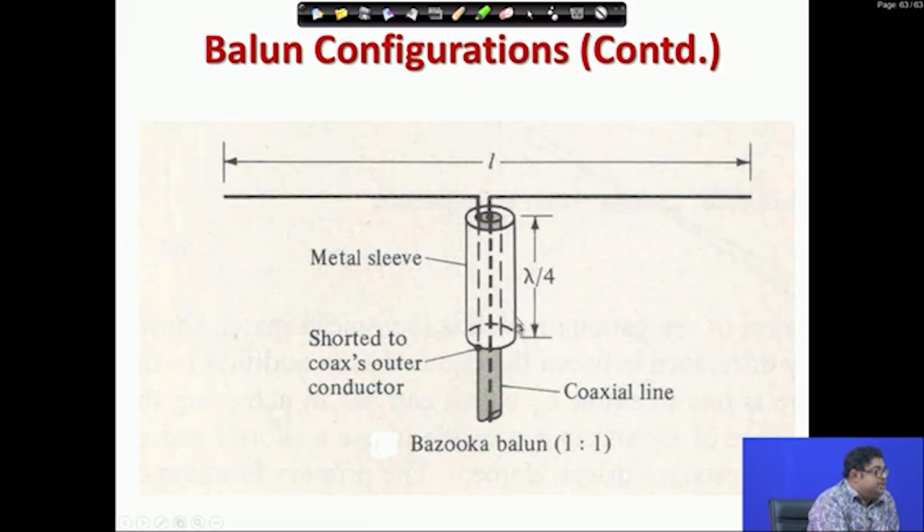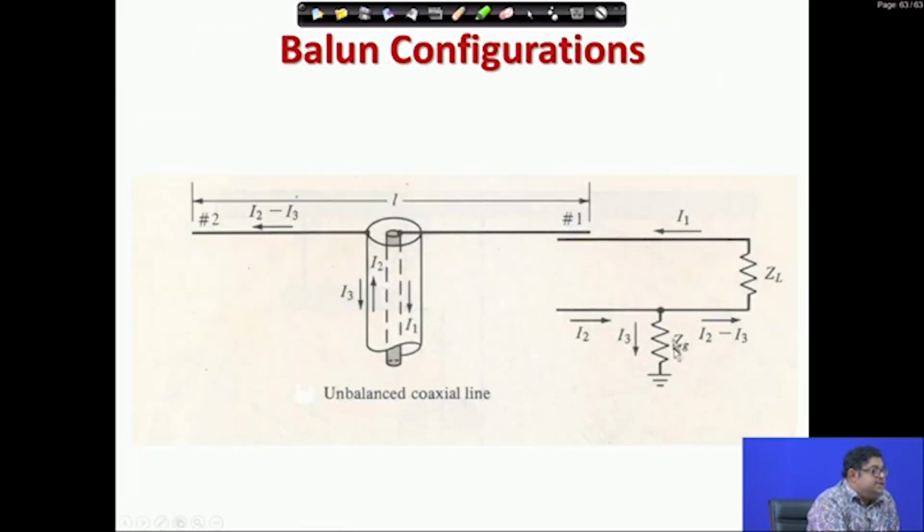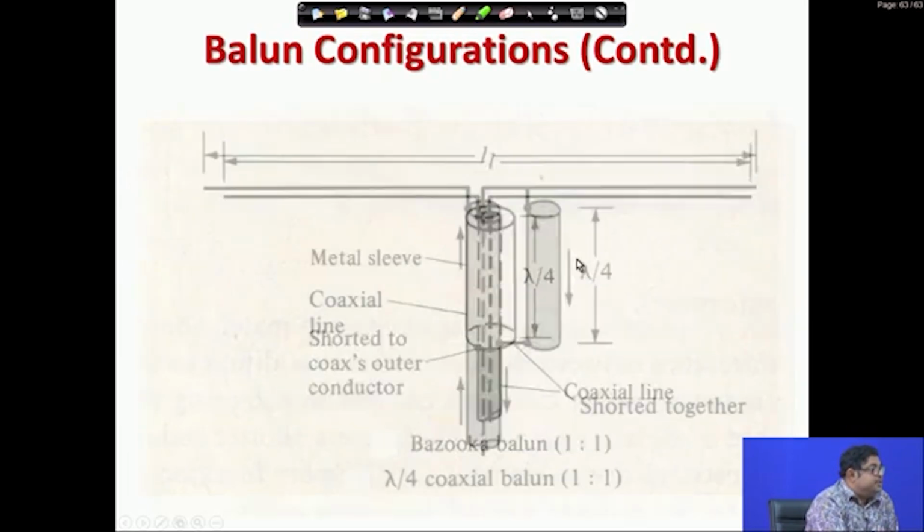And what is the length of this metal sleeve? Lambda by 4. So, that means it is shorted here, and at this point it is an open circuit. So, it is having an infinite impedance. That means this ZG is infinite. So, that will make I3 very small, and that will try to balance this I1 and I2, because I3 is reduced. This is the bazooka balun.